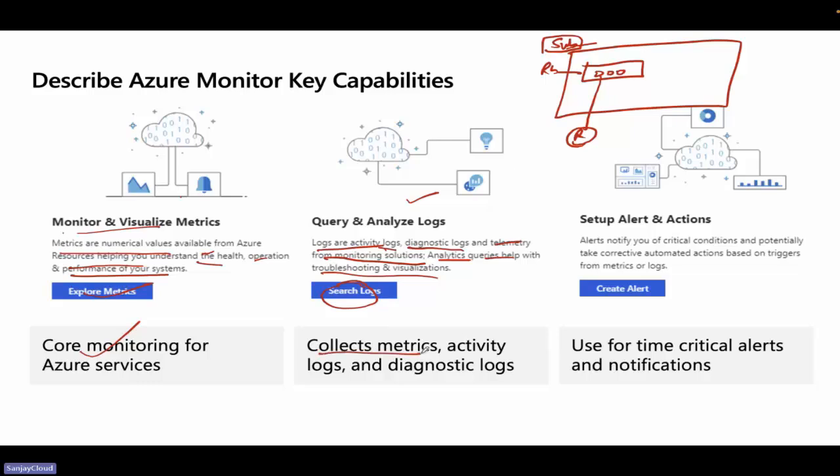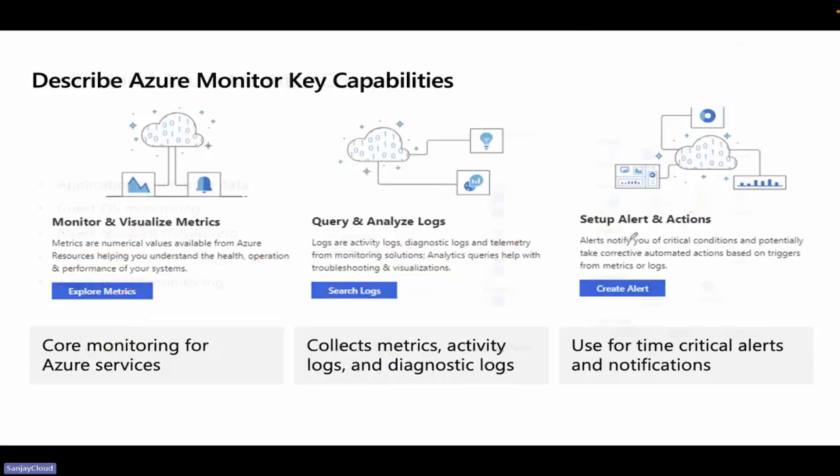So collect metrics, activity logs and diagnostic logs. Based on this metric data and on the activity log and diagnostic log, you can set up an alert on Azure. That is known as a monitoring alert. Set up alert and action. So when the alert is triggered, you can perform an action. Correct? So Erika, I hope I'm audible to you.